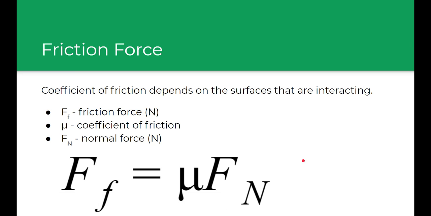And those coefficients of friction are determined by what types of surfaces are interacting. So things like rubber on asphalt, that has a high coefficient of friction, whereas something like maybe oil on glass would have a much lower coefficient of friction.